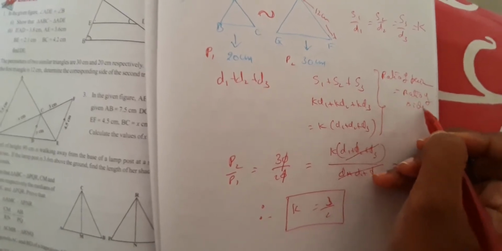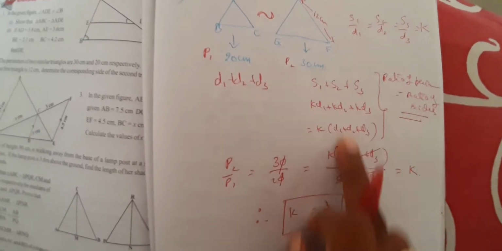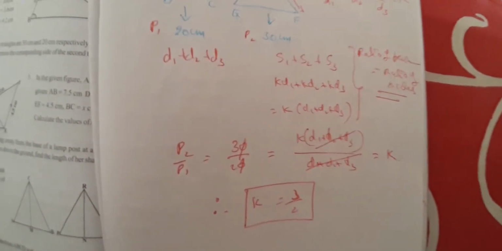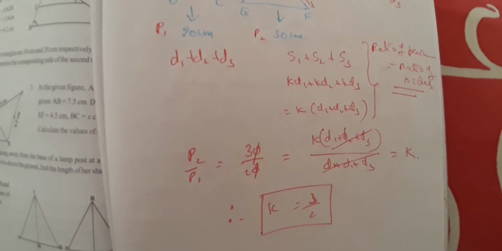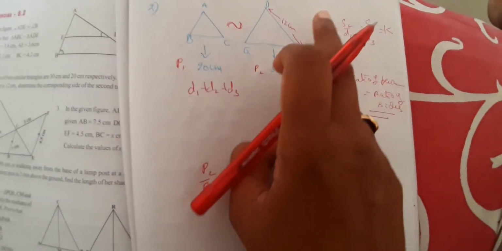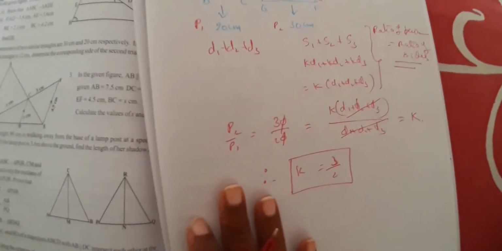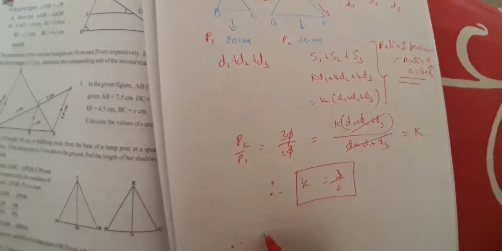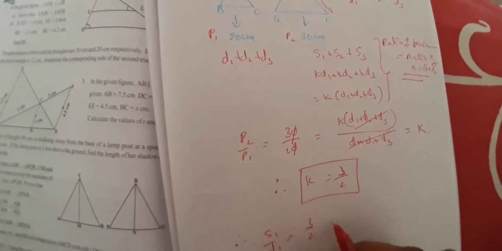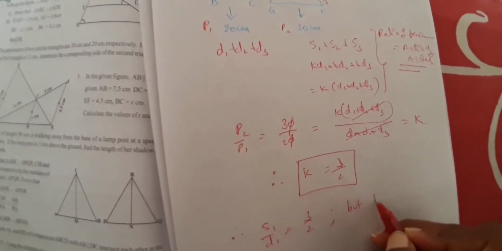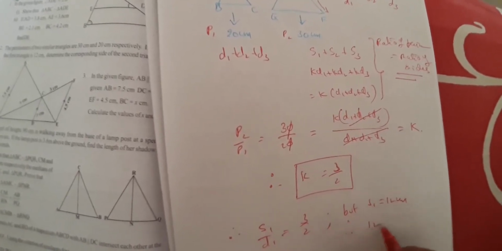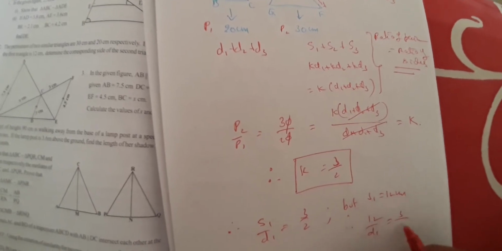Just to prove how it is possible, I did all this, but there is no need for you to do that. You can directly write it as ratio of perimeters is equal to ratio of sides. So I got my K value, which is 3 by 2. What is K? S1 by D1. So therefore S1 by D1 is equal to 3 by 2. But S1 is equal to 12 centimeters. Therefore, 12 by D1 is equal to 3 by 2.